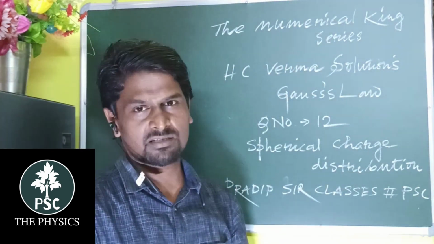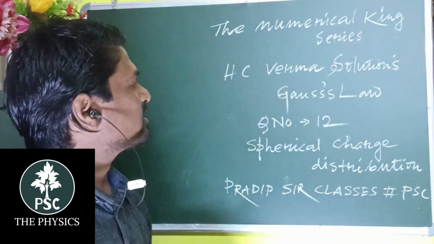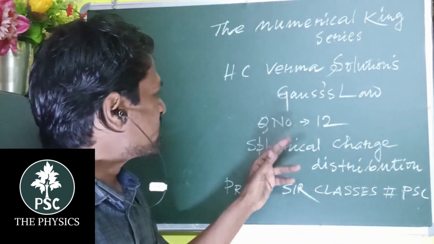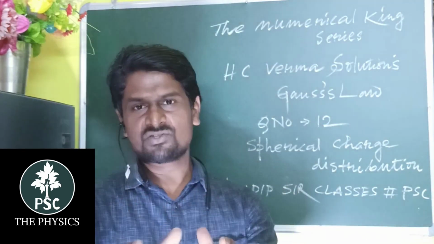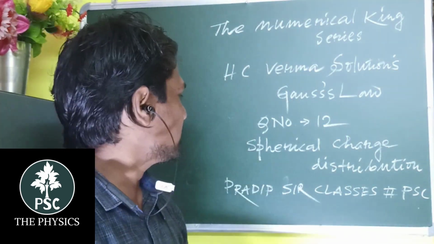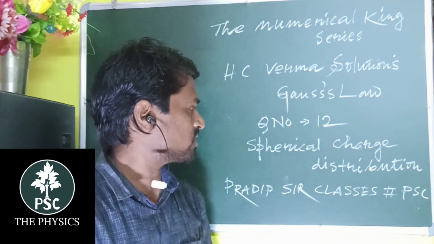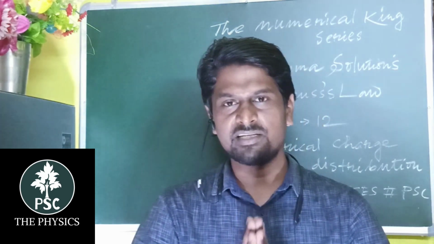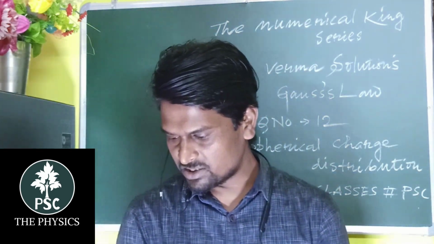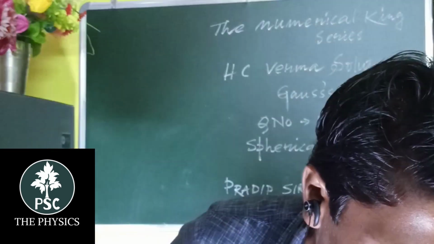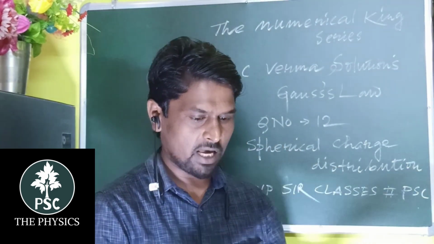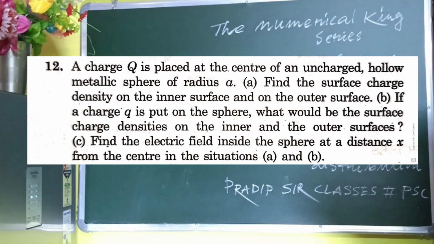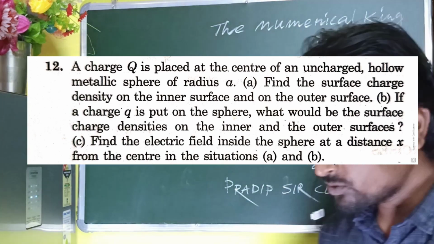Today we are going to discuss the numerical king series, that is the HC Verma solutions, and it is Gauss's law. It is question number 12, and a more interesting concept, that is spherical charge distributions. What is it about spherical charge distribution? It is related to surface charge distribution. First of all you have to write down the question, that is question number 12.